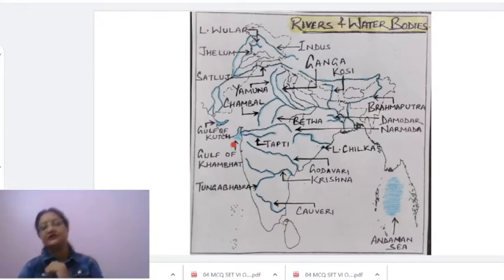Now come to the other side, that is Andaman Sea. These are the two island groups of India, right? Andaman group and Nicobar group of islands. So very close to the Andaman group, in between the Andaman group of islands and the Myanmar region, you will have to mark this part, which is actually the Andaman Sea. So this much you will mark. And this is all about the rivers and water bodies map. Clear? Now let's talk about the next one.